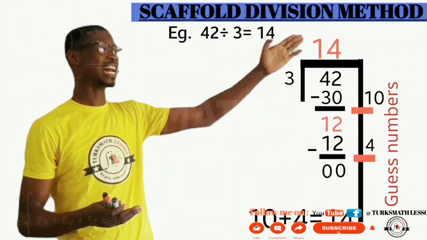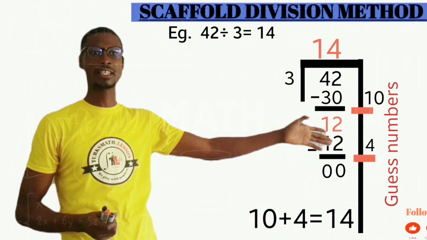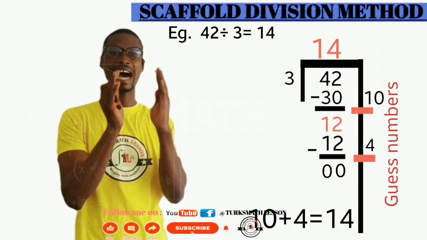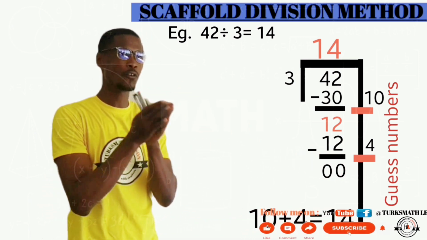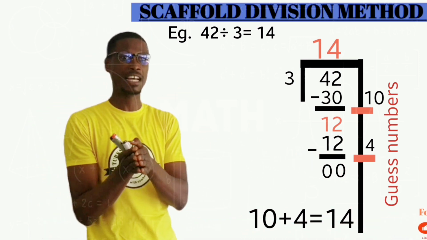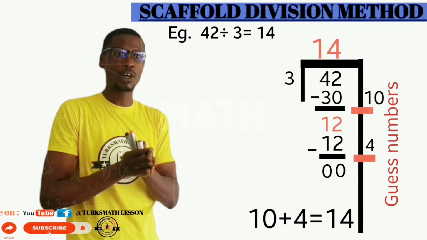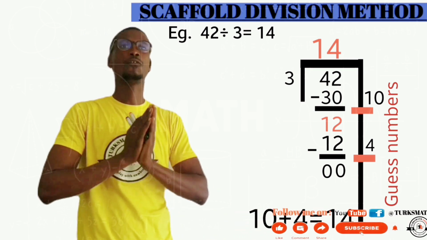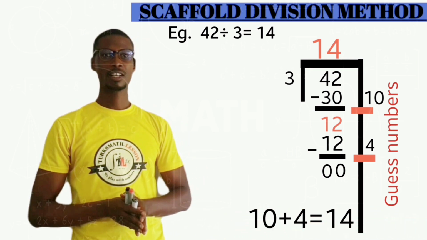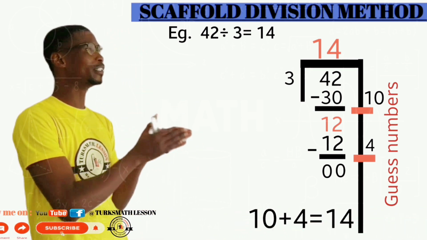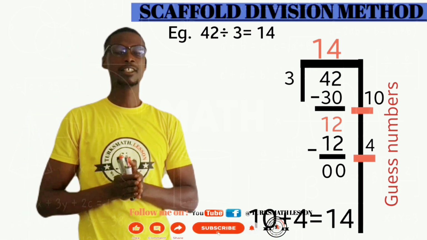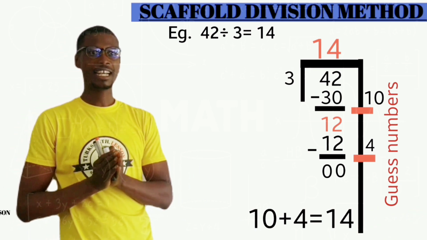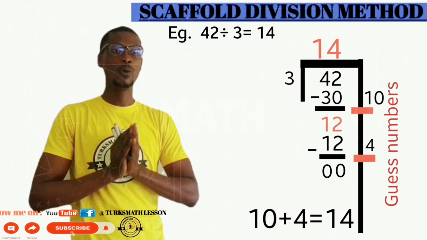So what are the numbers that we used to get? Yes, we have 4 and what? 10. So we are going to add 4 and 10 together. 10 plus 4 will give us what? 14. So it means that 42 divided by 3 is what? 14. You see how beautiful the scaffold division method is? Very good. So now we are going to move to the board and start to play with numbers.